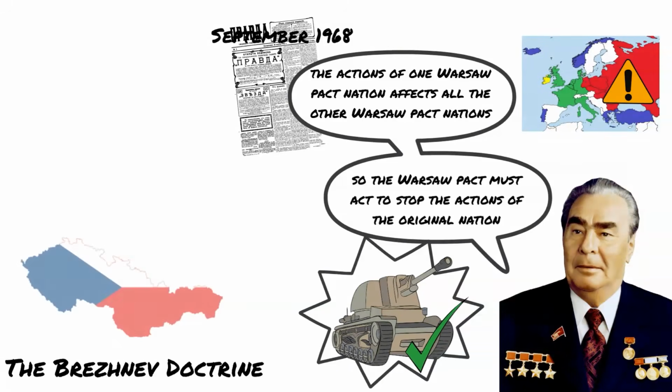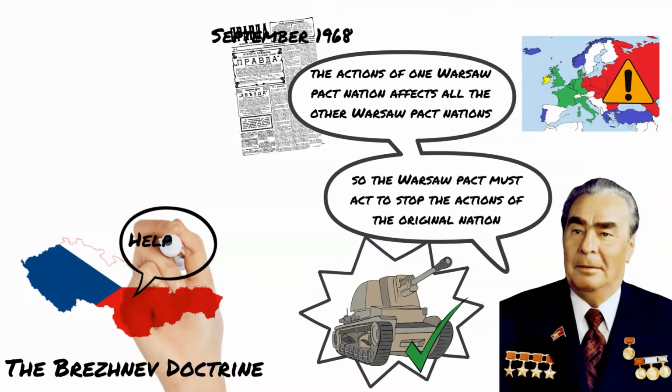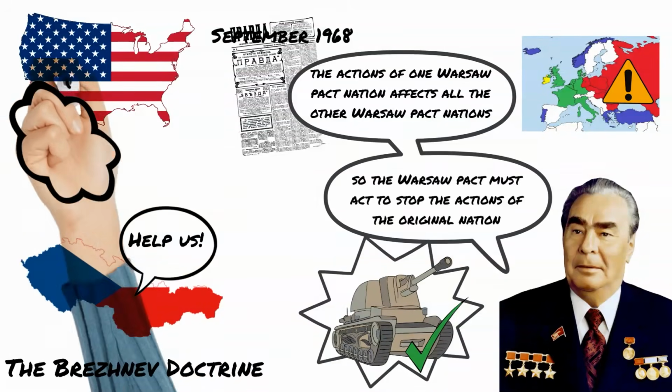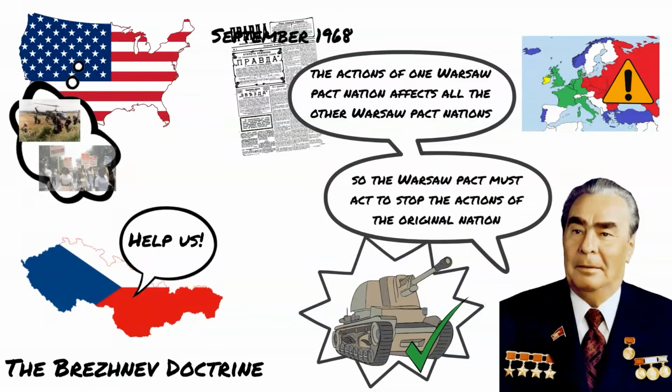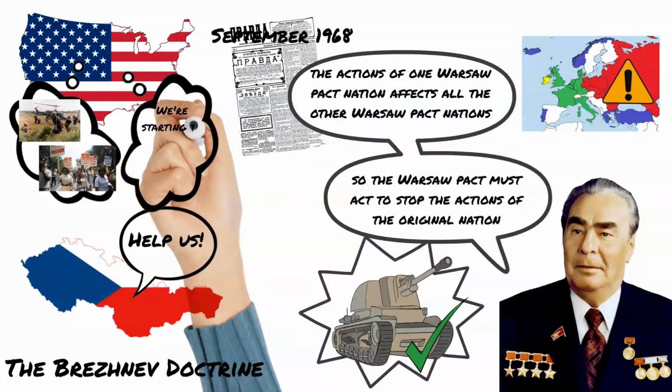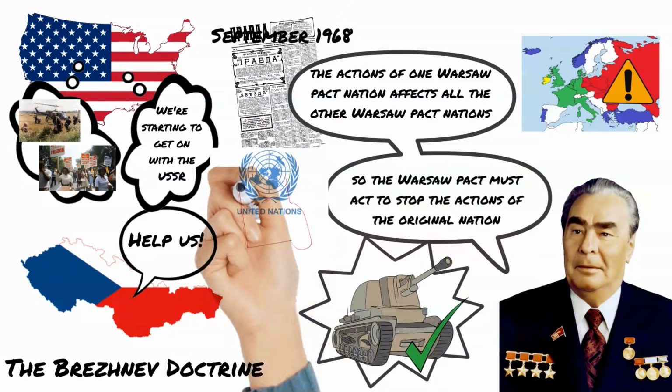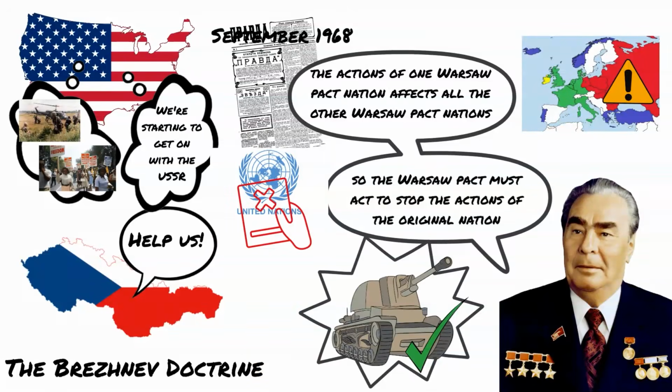The Czech people had appealed to the USA to support them against the Soviet invasion, but the USA did very little. They were busy with the Vietnam War and the campaign for civil rights in the USA, and relations with the Soviet Union were beginning to thaw, so they did not want to jeopardize that. The USA did appeal to the UN to pass a motion condemning the actions of the USSR, but unsurprisingly, the USSR vetoed it. Okay, that's everything you need to know about the Prague Spring and its causes and consequences.